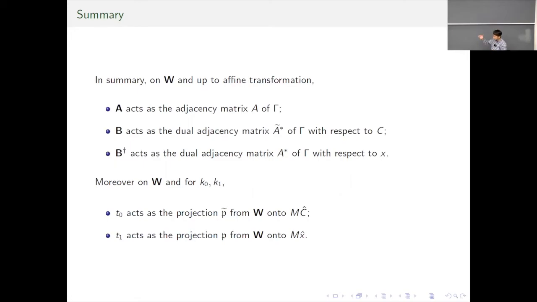This is the main result. Okay, so I think this is a natural starting point. So let me start here.